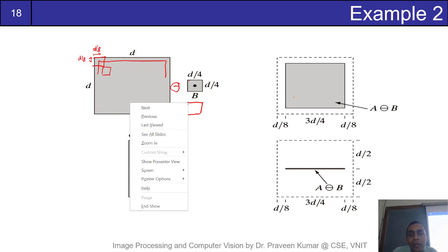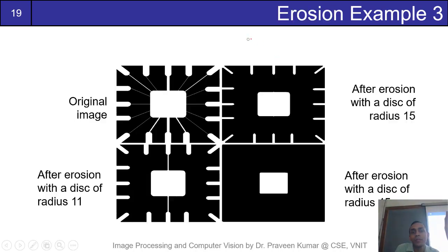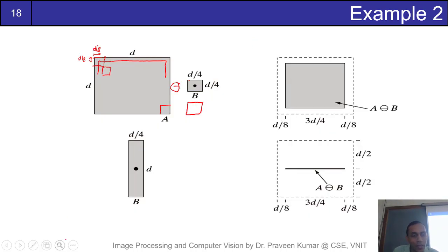So the size will be the same, 3 by 4, but this entire thing will be shifted towards this. What is happening? Control P. So it will be basically shifted towards the corner because the origin has been changed. So the way you define the structuring element, the output will be different: where is the origin, what is the size and shape.